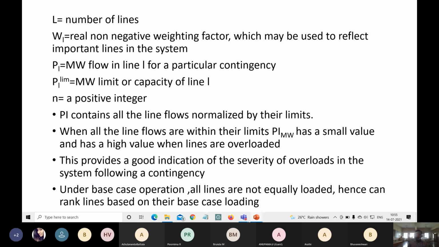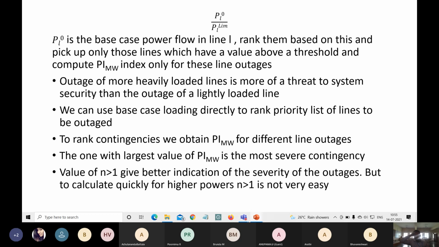Okay, so at that time how can we decide? We can decide based upon their base case loading conditions. That will be done using the formula PL0 divided by PL limit. Here PL0 is the base case power flow in the line, and the lines can be ranked based on this, and we pick up only those lines which have a value above the threshold.